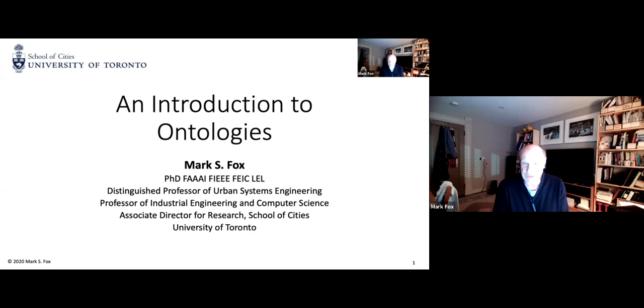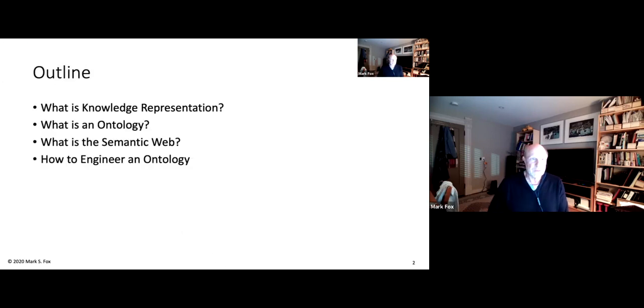The field of applied ontologies has grown out of a tradition of research that has spanned the last 70 years and that has been referred to as knowledge representation. In this seminar, we will cover what is knowledge representation, what is an ontology, what is a semantic web, and how do we engineer an ontology? Sadly, due to the time limitations, each will be briefly covered as these topics alone are often covered in an entire course, which I'm teaching right now.